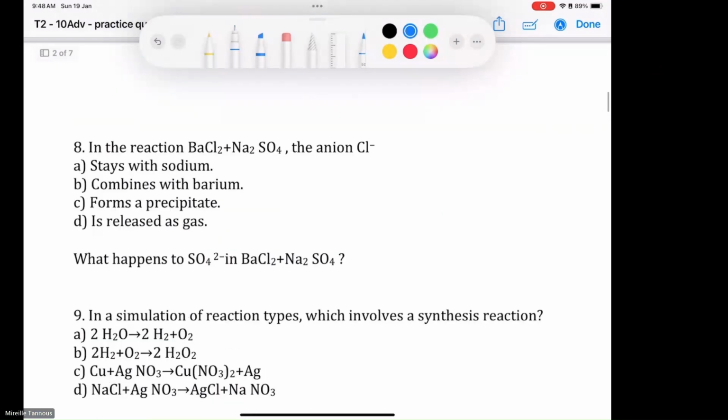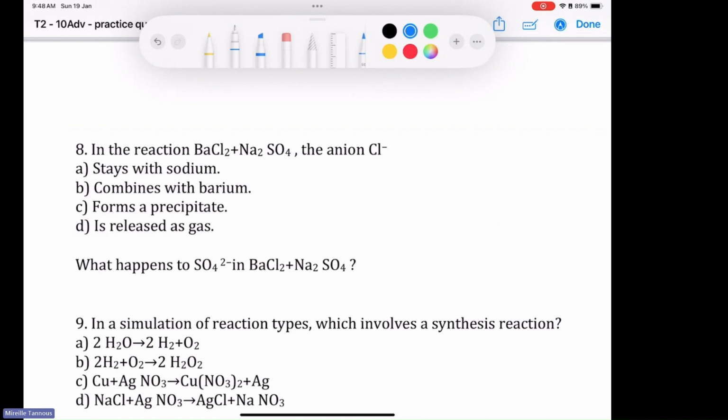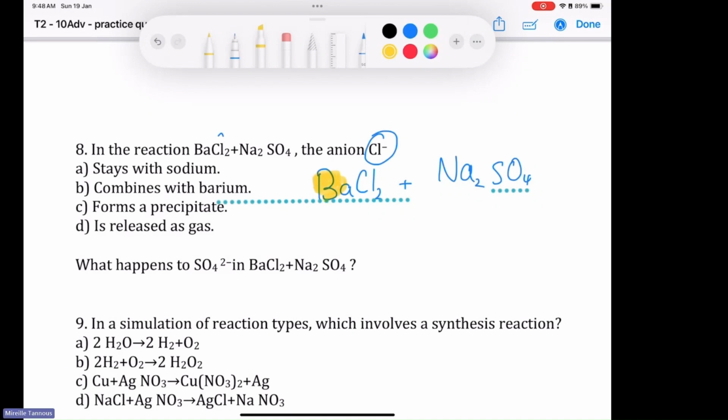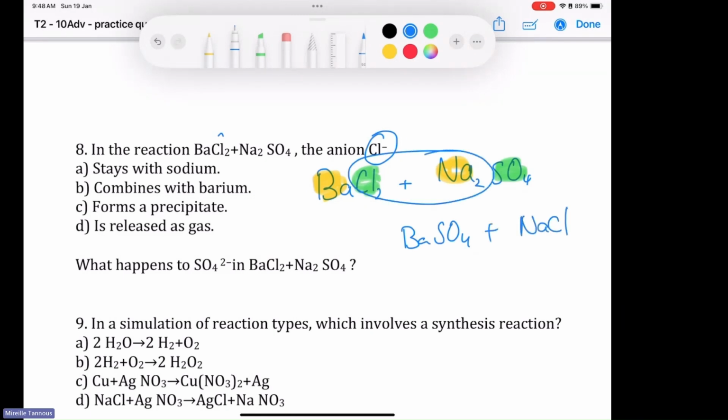Moving on. Now, in the reaction of BaCl2 and Na2SO4, the anion, this one, so let me write it, BaCl2, so Ba will replace the Na, and the Cl will replace the SO4. So instead of writing Ba and Cl, now we will write BaSO4 and NaCl. Just like that, you switch them.